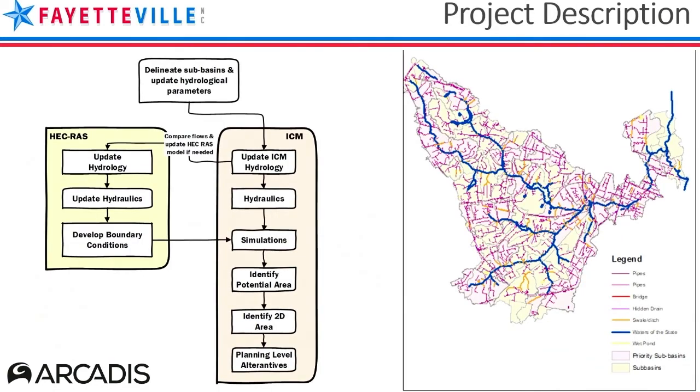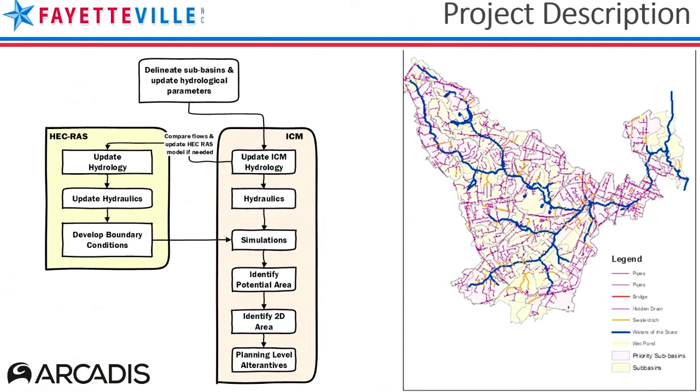To develop a planning level model, we would have to take the following steps: delineate the priority subbasins, update the hydrological parameters, and update the ICM hydrology in the large-scale model created by Freese and Nichols. We would have to build the ICM hydraulic model network from the field survey of the priority basins. We would compare the calculated ICM flows to the existing FEMA HEC-RAS model and update the hydrology in the HEC-RAS model if needed. We would have to update the hydraulics in the HEC-RAS model based upon field survey and stream assessment. We would then run one-dimensional ICM simulations using HEC-RAS water surface boundary conditions.